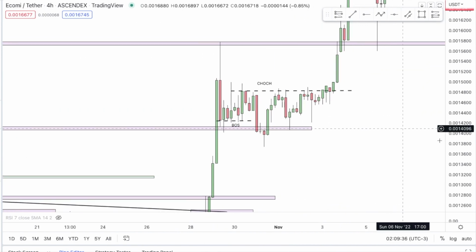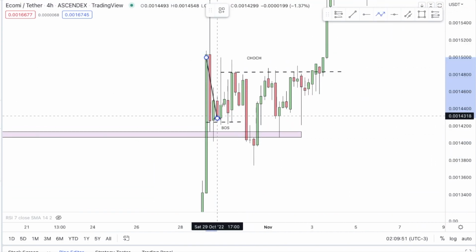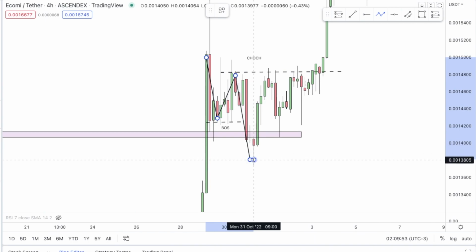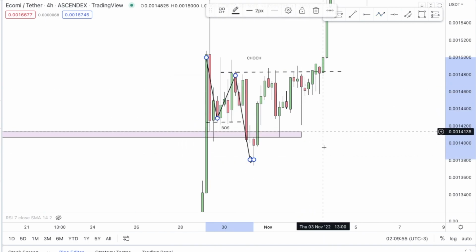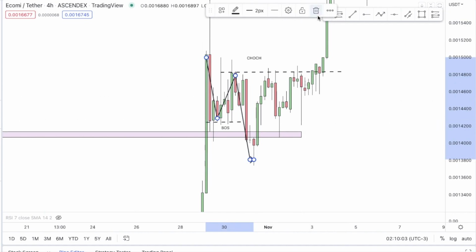So when we look at break of structure, I'm going to be talking to you guys about why this is a break of structure. Look at the price action right here. Clearly, we broke below structure and we broke below the previous swing. That is located roughly around 0.00142. So that is showing me signs of weakness. That is price going lower. That's a break of structure.